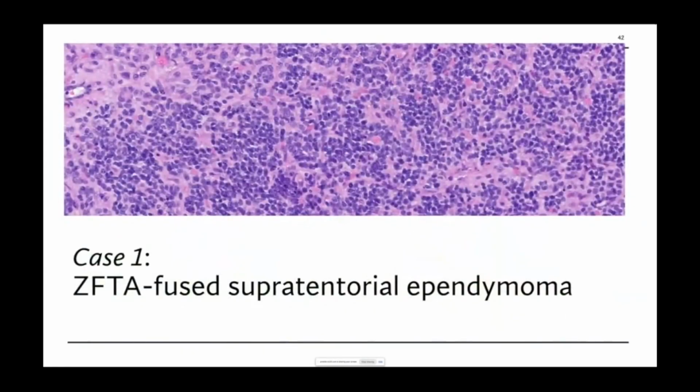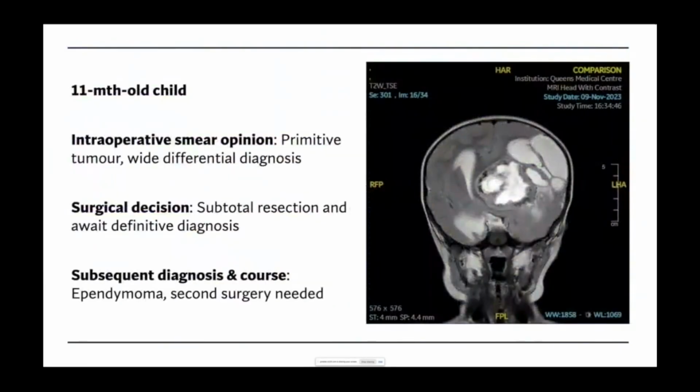And I wanted to just share with you a few of those stories that we've seen to illustrate how this helps. So this is a case that we saw very early on. It was the second or third case, a ZFTA-fused supratentorial ependymoma. And this case was an 11-month-old child, and the intraoperative smear opinion was that this was a primitive tumour with a wide differential diagnosis. And the surgical decision was to have a subtotal resection and await definitive diagnosis. What happened subsequently was that this was confirmed to be an ependymoma, and a second surgery was needed for this child.